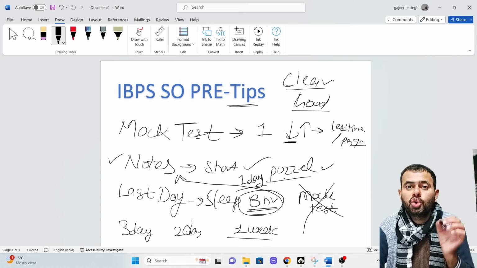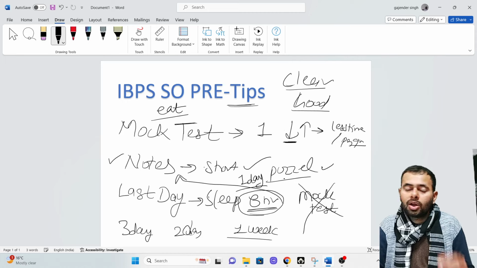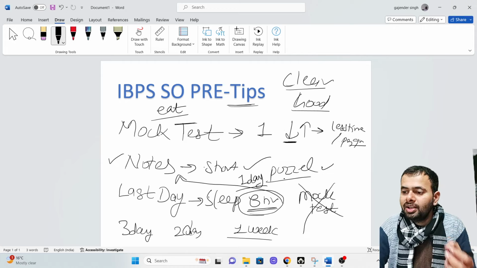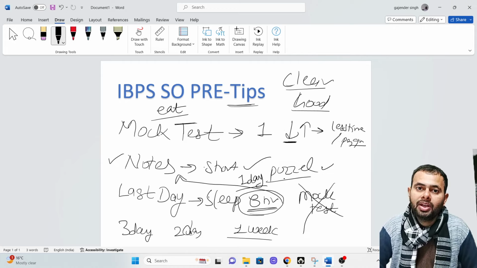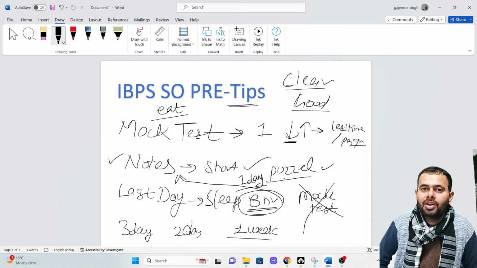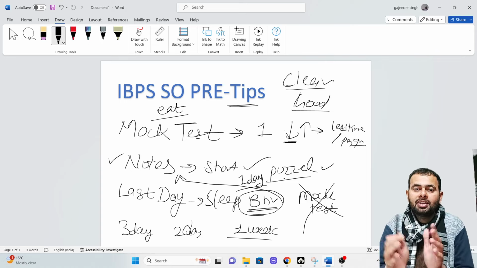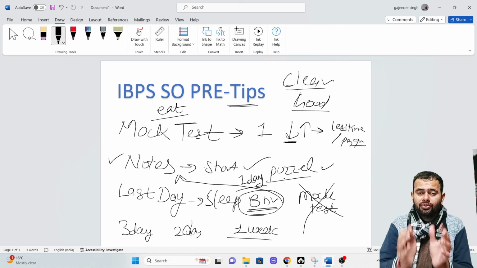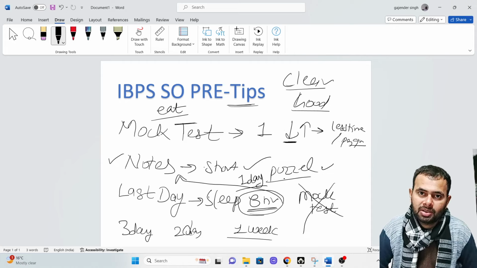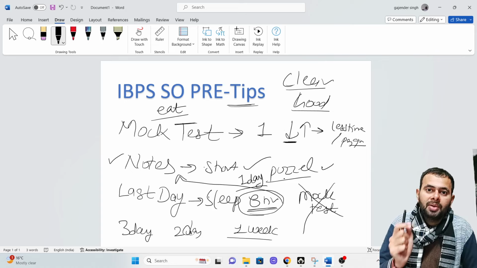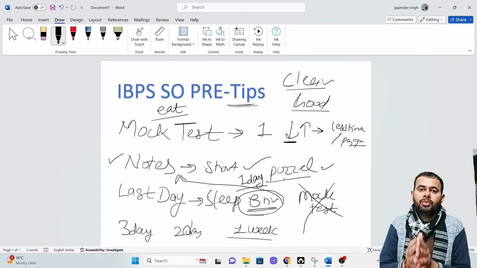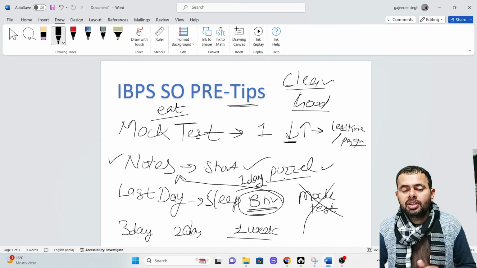Before your examination, do eat something. Don't go to the exam center hungry, and don't eat anything that can upset your stomach. I request you to eat normal, healthy food. Don't eat pizza, burger or any fast food, because if that food has something rotten and upsets your stomach, it will create a problem in your examination. The whole year's preparation, the late night or early morning preparation, will be ruined. So don't do anything stupid on the last day.